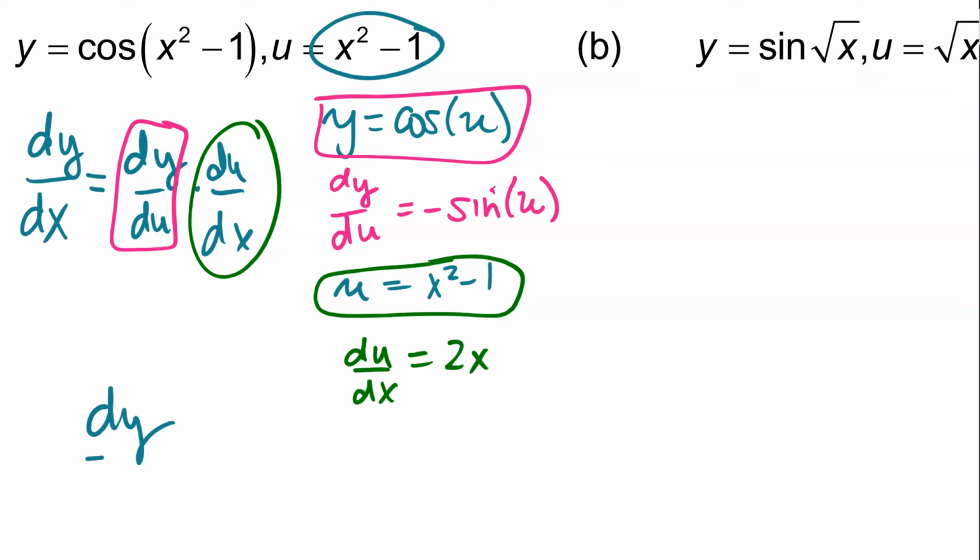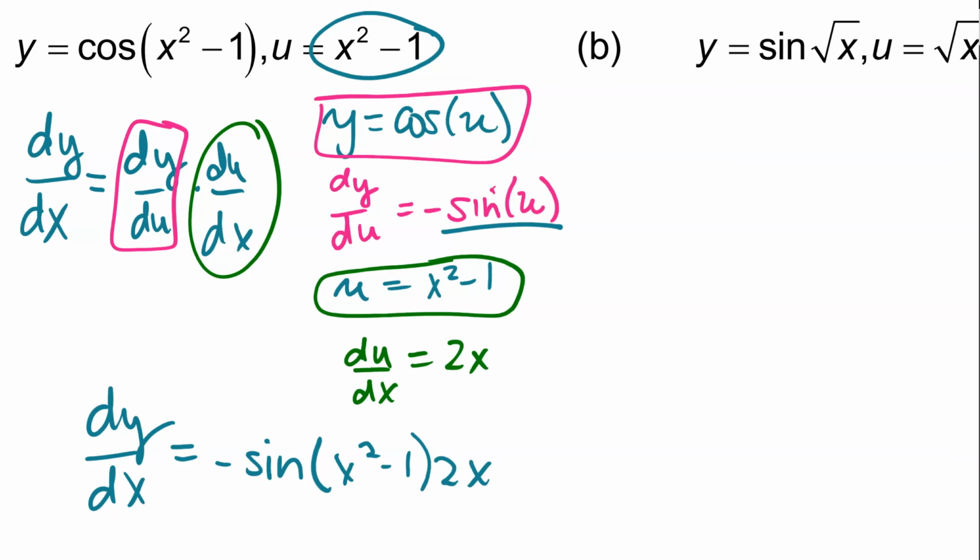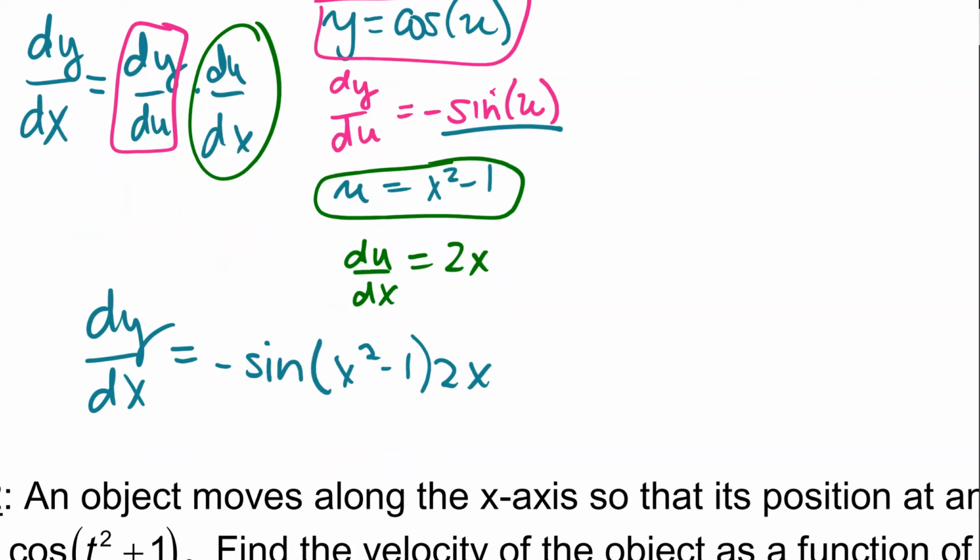So dy/dx, I have to take dy/du, which is negative sine of u. But instead of saying u, I'm going to plug in what u actually is, x squared minus 1. And then I'm multiplying by du/dx, which is just 2x. So the way I write this, so that it doesn't get lost, I always put the coefficient 2x in front, and I always have the trig function at the end. So I'd write it as negative 2x sine of x squared minus 1.